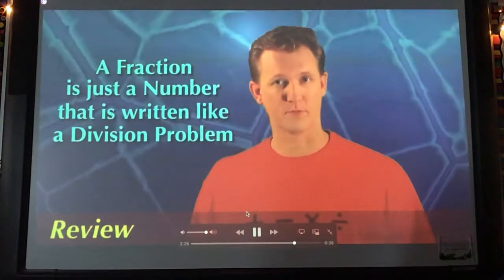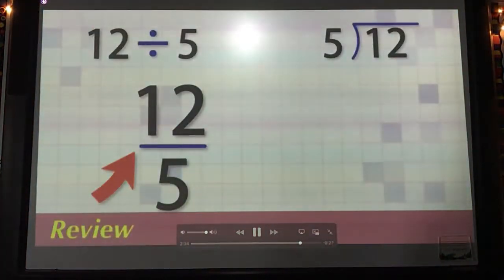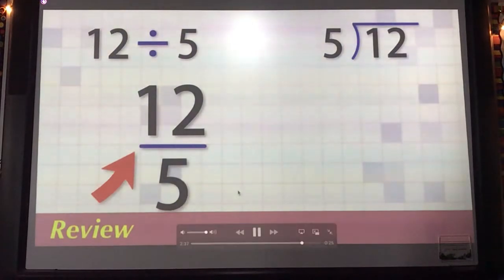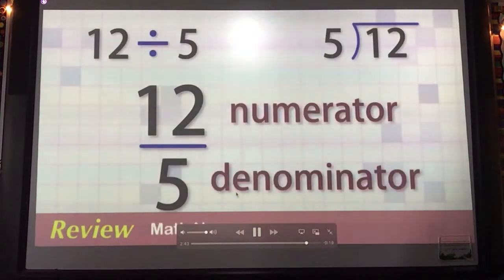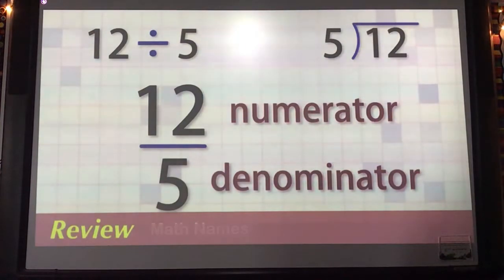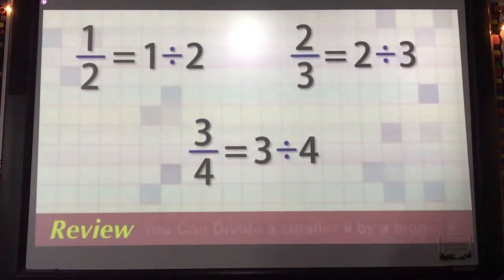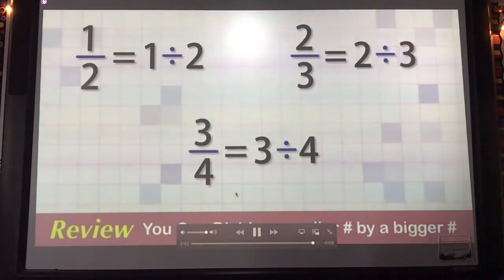Let's review what we've learned so far. This section was short, but in it, we learned the most important thing there is to know about fractions. We learned that fractions are numbers that are written like division problems. The line between the top and bottom numbers is another form of the division symbol. That tells you to divide the top number by the bottom number. The top number is called the numerator, and the bottom number is called the denominator. It might be a new idea to you, but you can divide a smaller number by a bigger number. This was a really important concept we covered, so be sure to do the exercises.